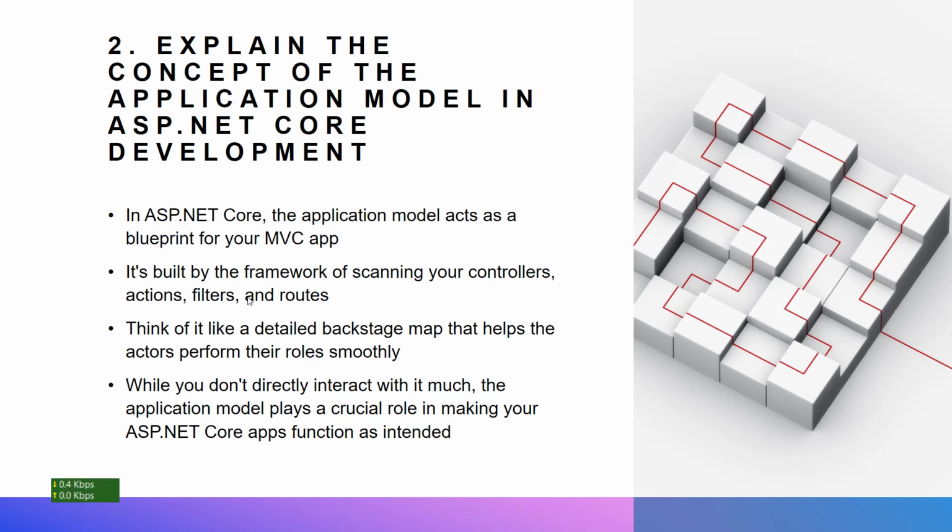As in the example, it is a backstage map that helps the actors perform their roles. So if your data is only for the admin user, for example, then definitely the admin user should be routed over there, and it should only be for the admin. And if the data contains things which are only for a simple user, then definitely it would be for a simple user.